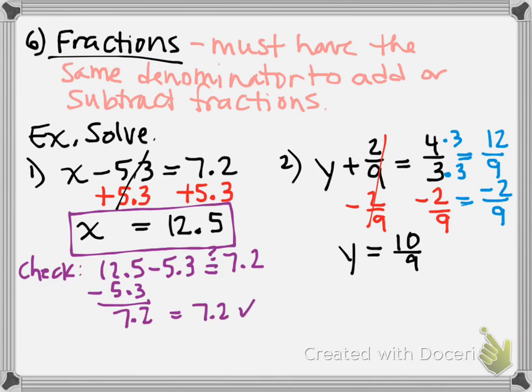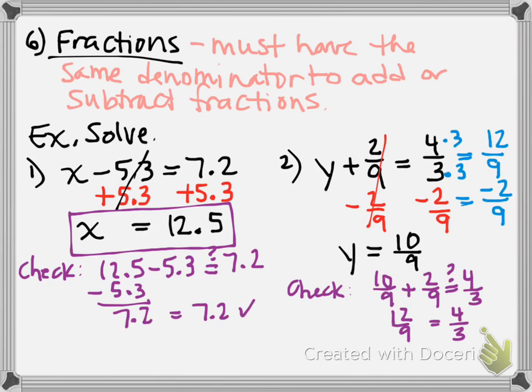So what I can do is check my work. Is 10 ninths plus 2 ninths equal to 4/3? Hold on. We get 12 ninths is equal to 4/3, but then I can simplify this 12 and 9 by 3. And sure enough, I get 4/3 equals 4/3. So what that says is I have the right answer. Okay? That's what you're going to be working on for your homework.